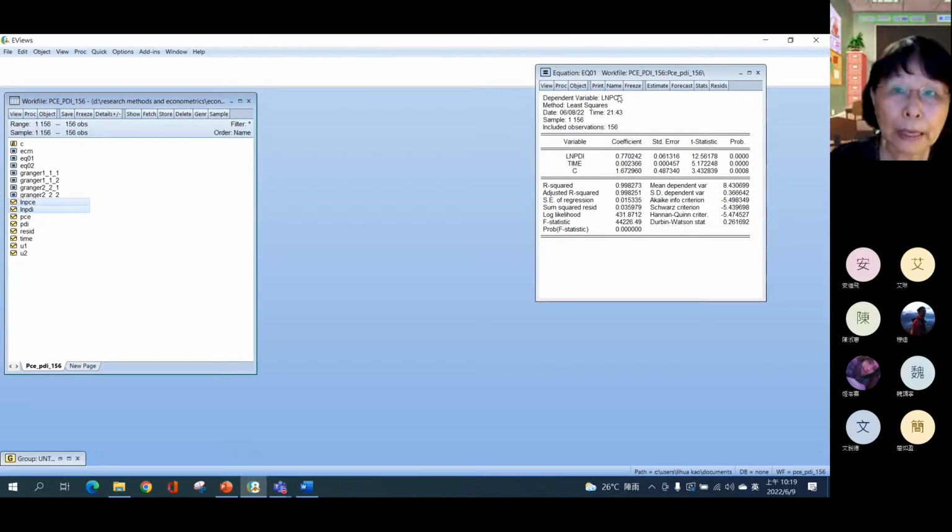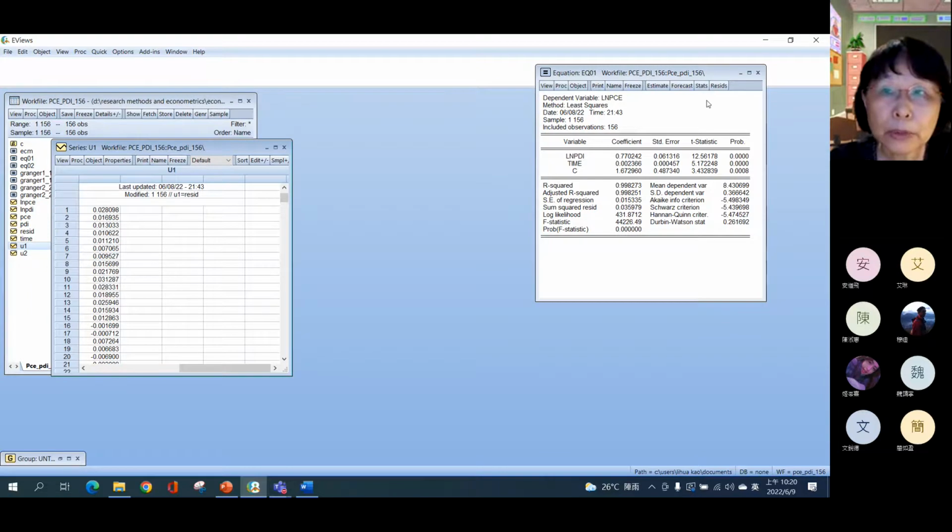Originally, we already know that LMPCE and LMPDI are non-stationary. Now, after we do this regression and we get the residuals, the residual is ut hat.